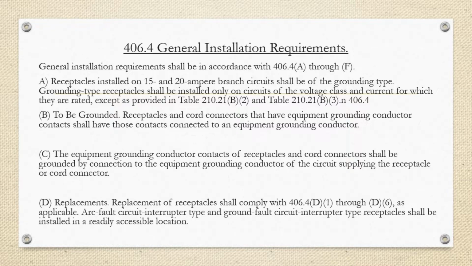D. Replacements. Replacement of receptacles shall comply with 406.4(D)(1) through (D)(6) as applicable. Arc fault circuit interrupter type and ground fault circuit interrupter type receptacles shall be installed in a readily accessible location.